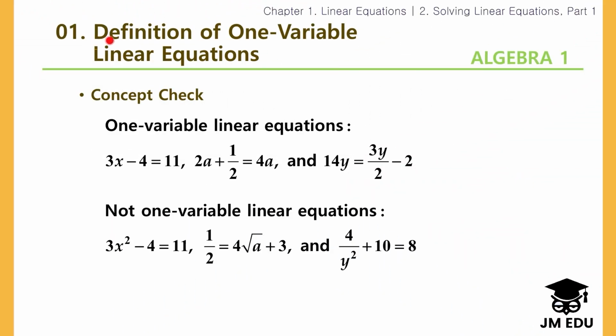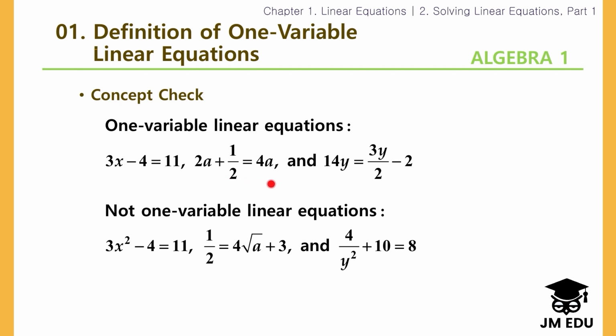Let's talk about the definition of one variable linear equations. A one variable linear equation is an equation in which each term is either a constant or the product of a constant and the first power of a single variable. For example, this equation has two constants and the product of a constant and the first power of a single variable x. So this is a typical one variable linear equation.